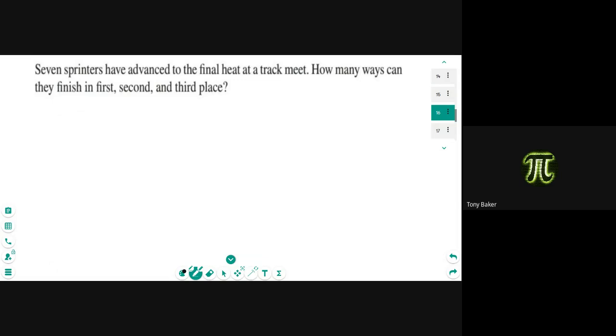Okay, so in this place, first, second, and third, order does matter because those are 3 different things. So we're going to use our permutations, so we're going to use that nPr. N is the number of people in the race, so the total number. R is how many I'm choosing.